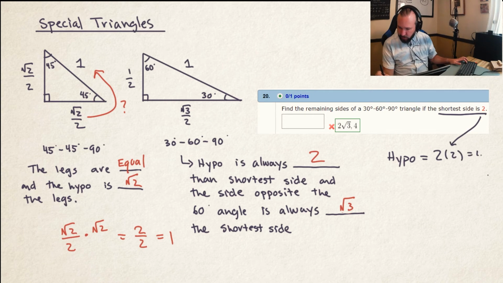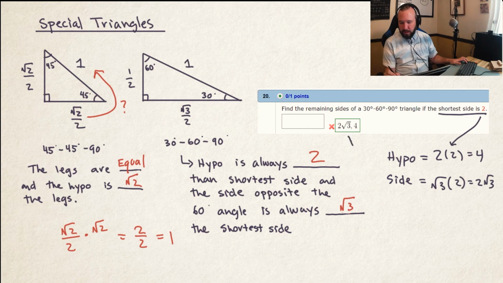So the hypotenuse will be 4. And then the side opposite the 60 is always the square root of 3 times the shortest side, and the shortest side is 2, so you get 2 square root of 3. You've got to put these answers in with a comma in between them. So you type the first answer in, comma, and then the second answer.